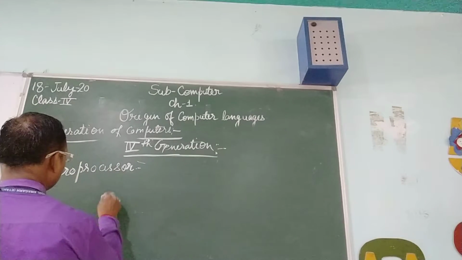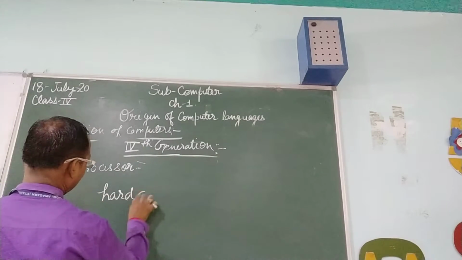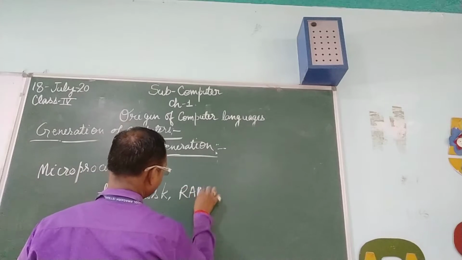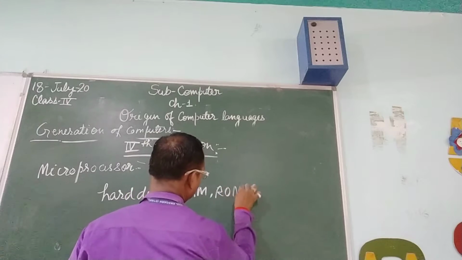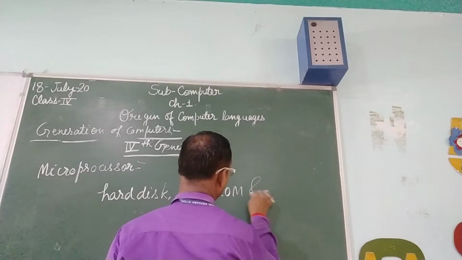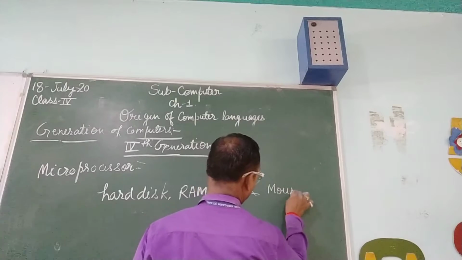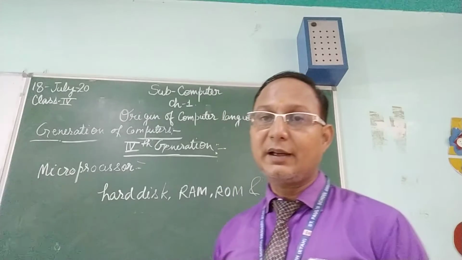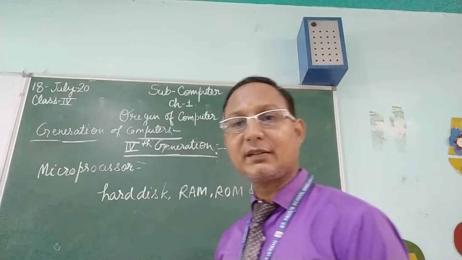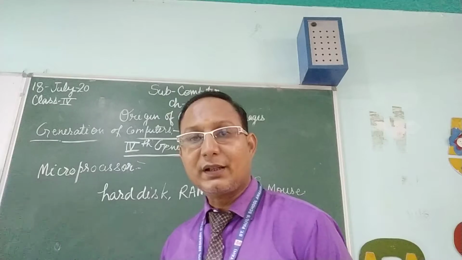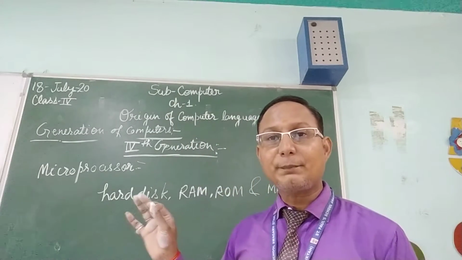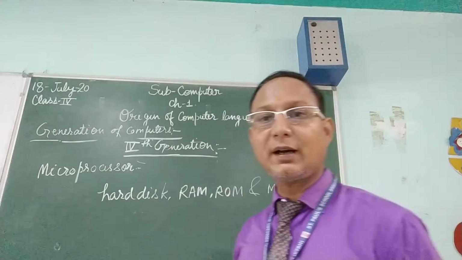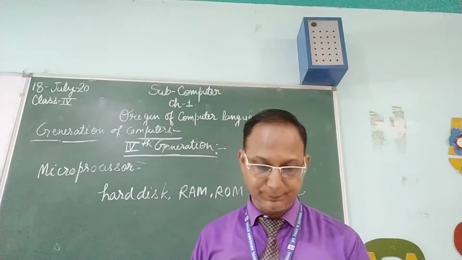Now they use hard disk, RAM, ROM and mouse. You know mouse? Mouse is an input device for giving input. Now in this fourth generation technology, users and programmers started using the mouse also with hard disk, RAM and ROM. Means the new technology is now advanced.